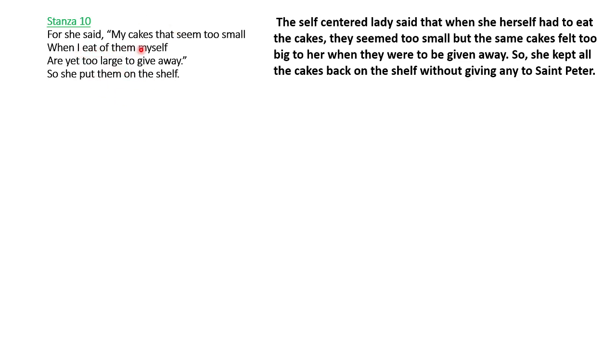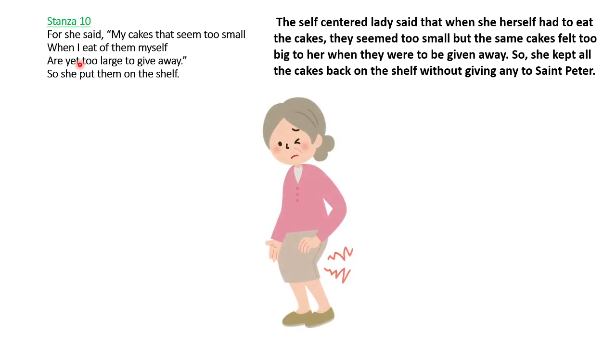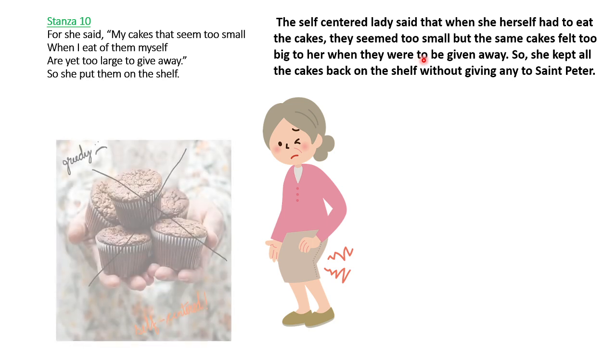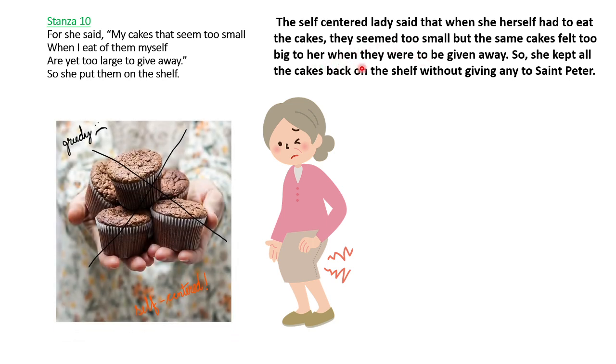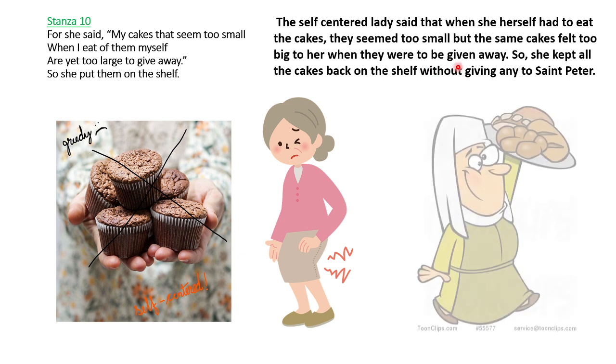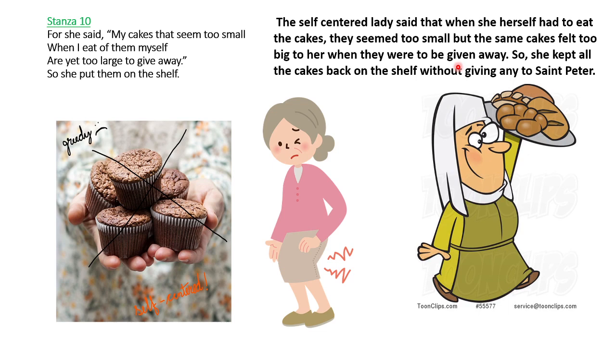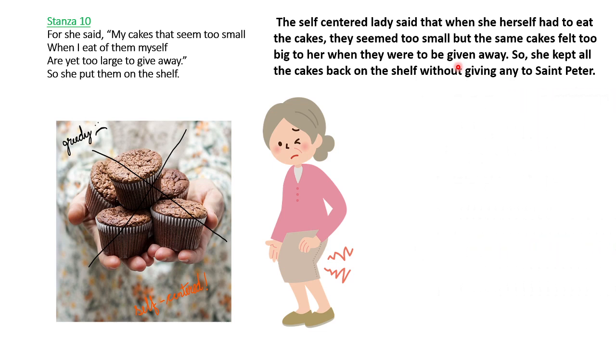For she said, my cakes that seem too small when I eat them myself are yet too large to give away. So she put them on the shelf. So the self-centered lady said that when she herself had to eat the cakes, they seemed too small. But the same cakes felt too big to her when they were to be given away to someone. So what she did, she took all those cakes and put them back on the shelf. So she did not give any cake to Saint Peter.